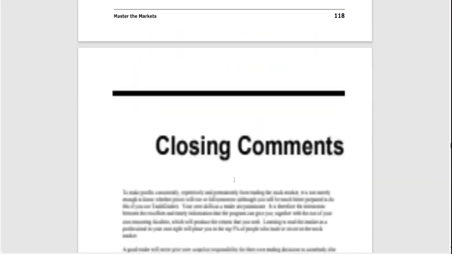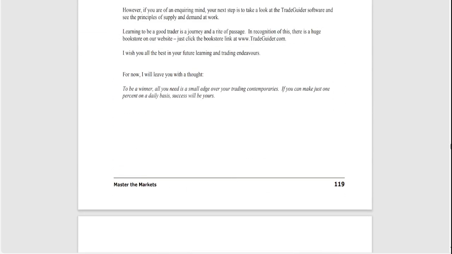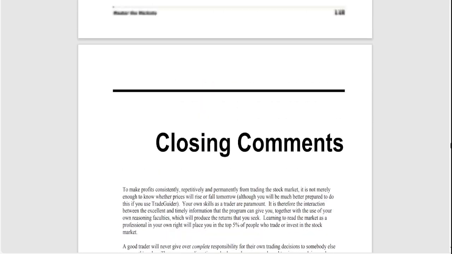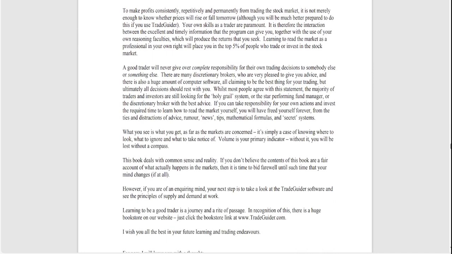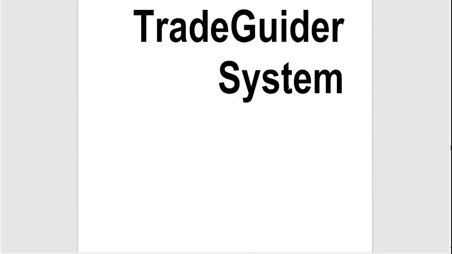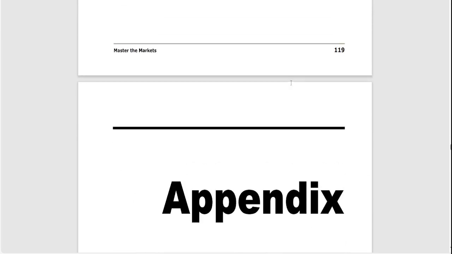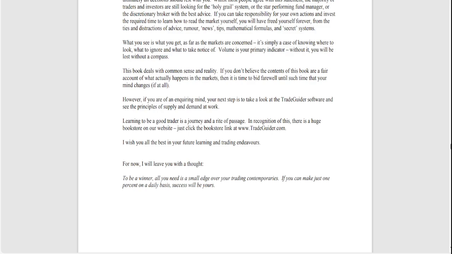Read this book till, let me tell you, that's it. You have to read this book till page 117. That's it. You have to read this book 3 to 4 times, till page 117. Ignore the chapter on trade guider system and stuff. Ignore that. We don't need any software. We just need a simple chart, whether it's TradingView or MT4. That's it.